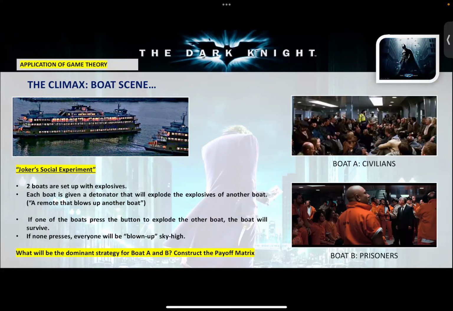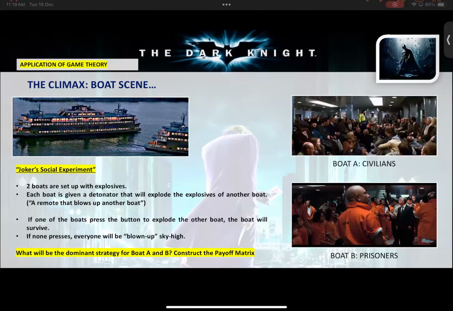So what happened is if one of the boats presses the button to explode the other boat, then you are safe, because you exploded the other boat already, so no one will explode you. But if both remain not pressing, then the Joker will explode both of the boats together at the end of the day. Therefore, he said that if none presses, everyone will be blown up sky high. So what will be the dominant strategy, your best strategy for both A and B? So construct the payoff matrix.